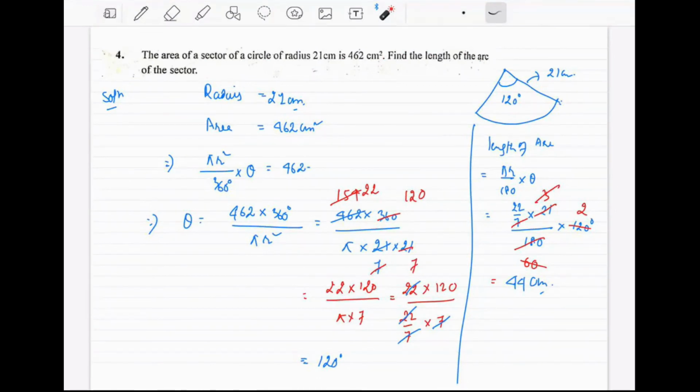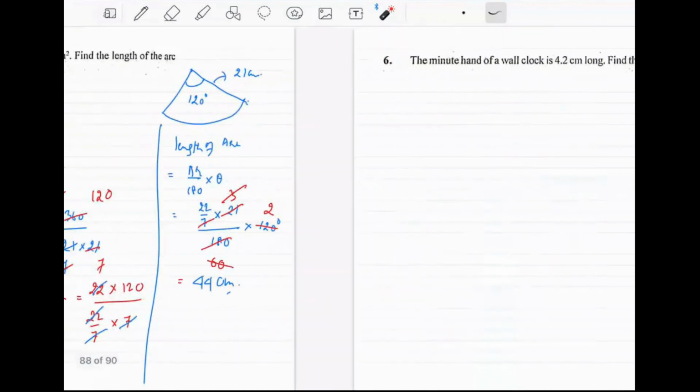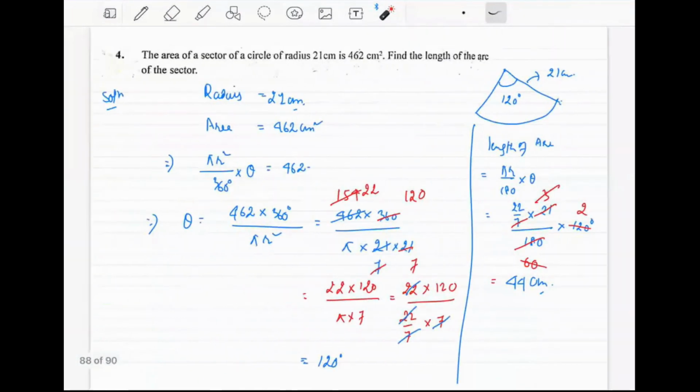You all have to draw the figure on the side also. Make sure that you draw the figure also. All right then. Moving on. If you haven't finished, just say you haven't finished.